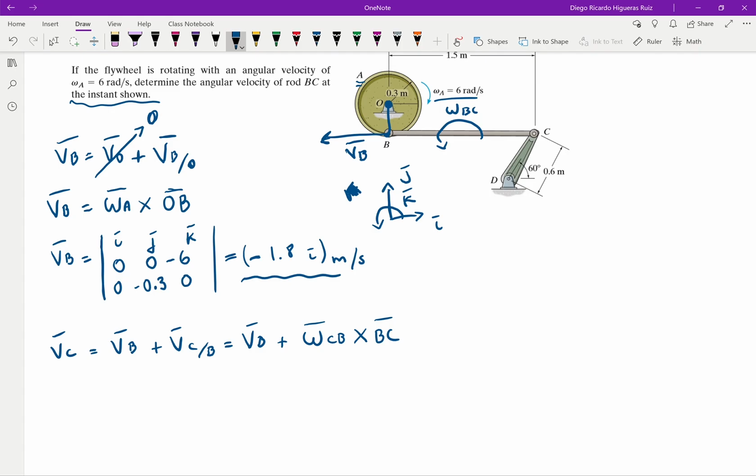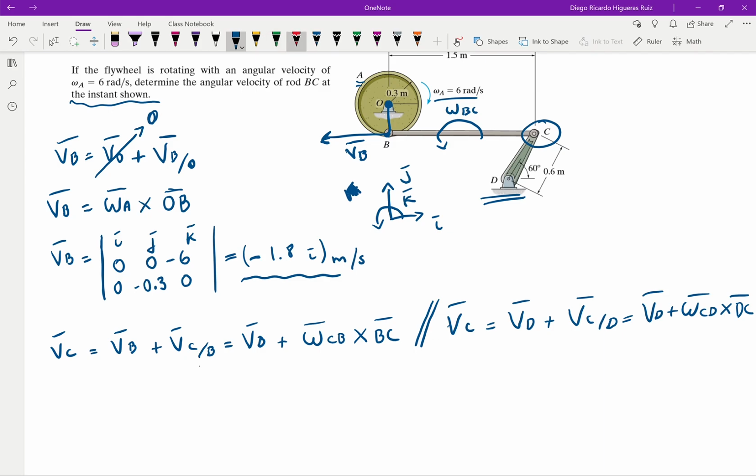Okay, yeah, I think that's fine. All right, and then what I'm going to do next, I'm going to calculate point C, but now I'm going to calculate it using point D. So that's going to be VC equal VD plus VCD. And again, this is going to be omega CD cross product DC.